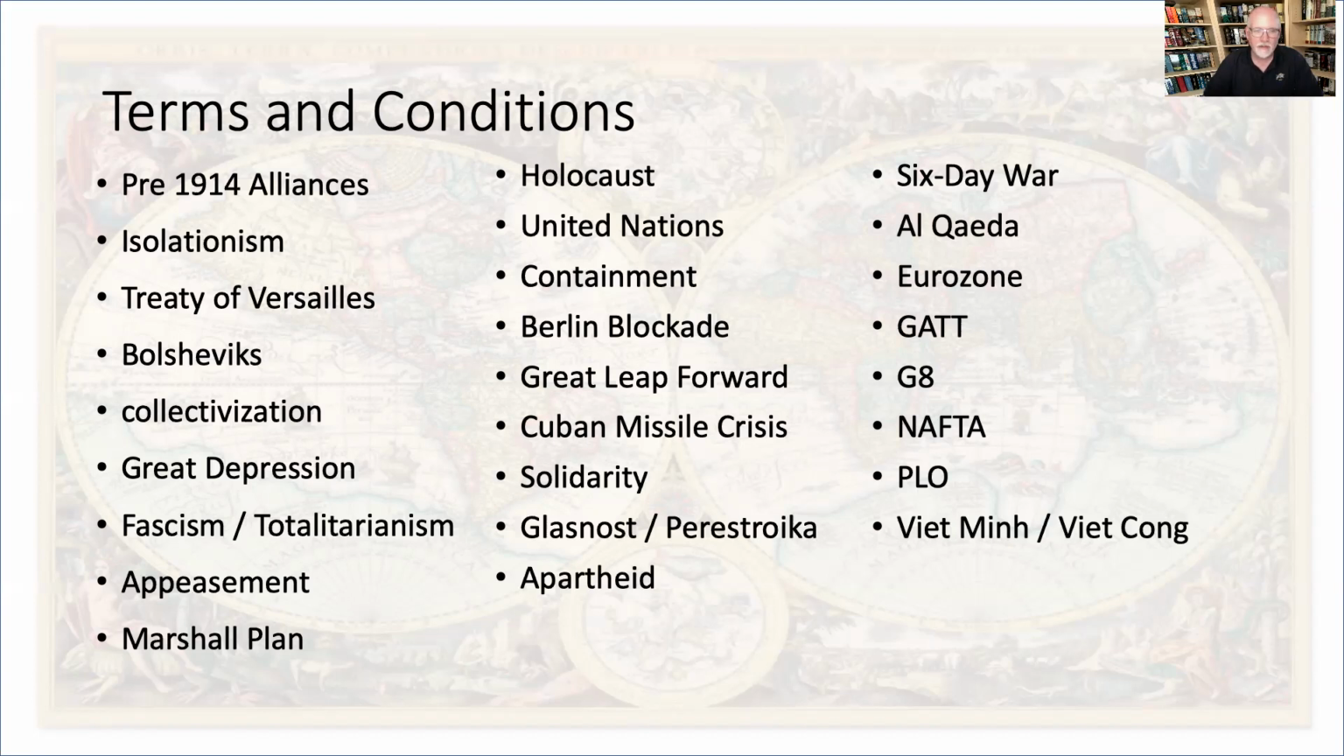People don't realize that. Glasnost, Perestroika, the various treaties that have come about, GATT, NAFTA, right? And of course, don't forget the PLO, the Viet Minh, and the Viet Cong. Lots of terms and conditions for this particular section. This is going to be a ripe area for document-based questions, I think, short answer questions, long essay questions, all of it. So this concludes the final video for our review of AP World History.